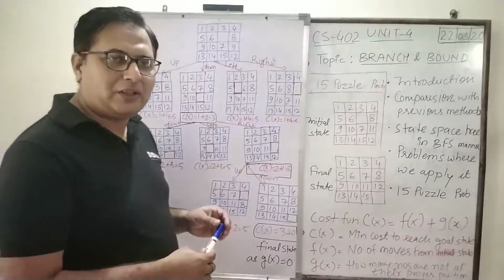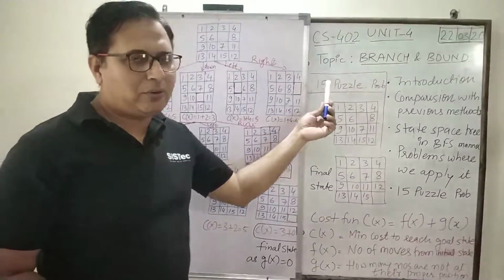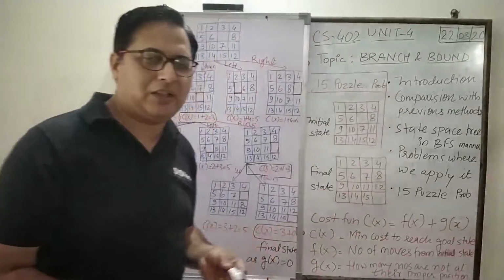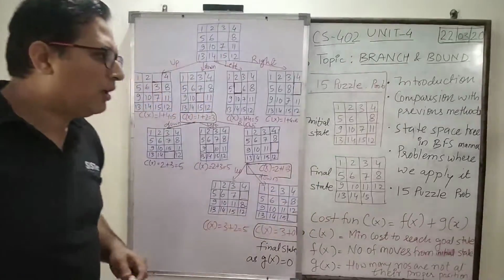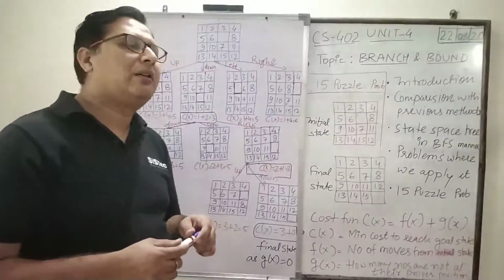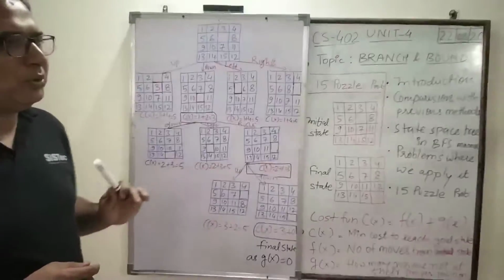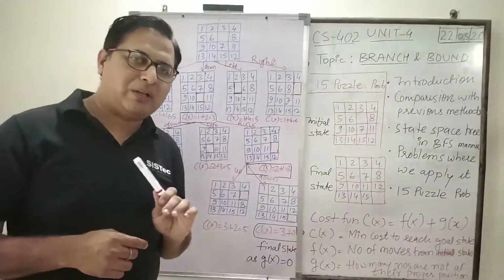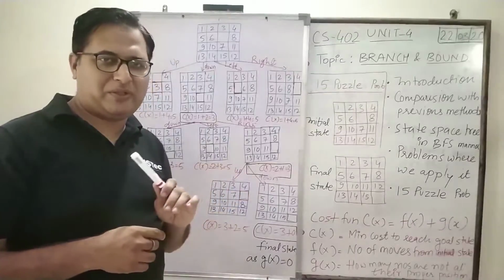So what we have seen is the introduction to branch and bound. We have taken one of the problems, the 15 puzzle problem, based on that, and we have seen how the cost function is applied to solve this particular problem. Here we have used the least cost branch and bound approach for exploration of this solution space tree.